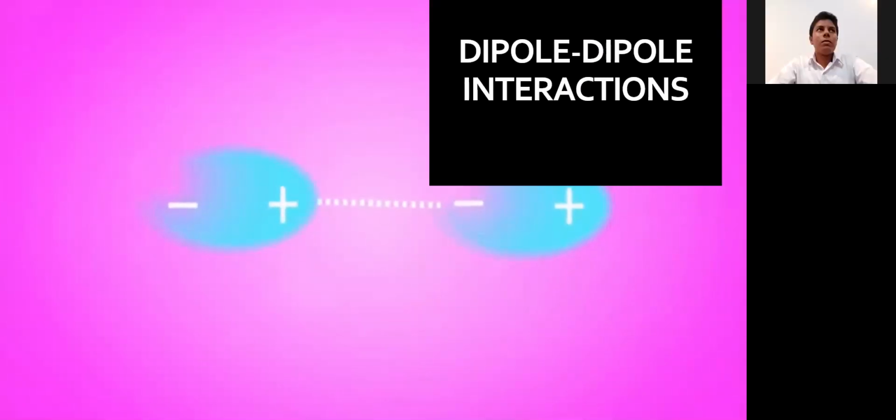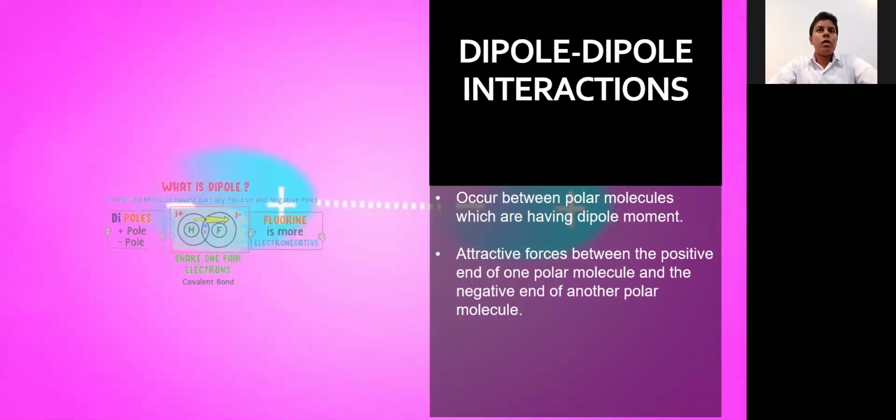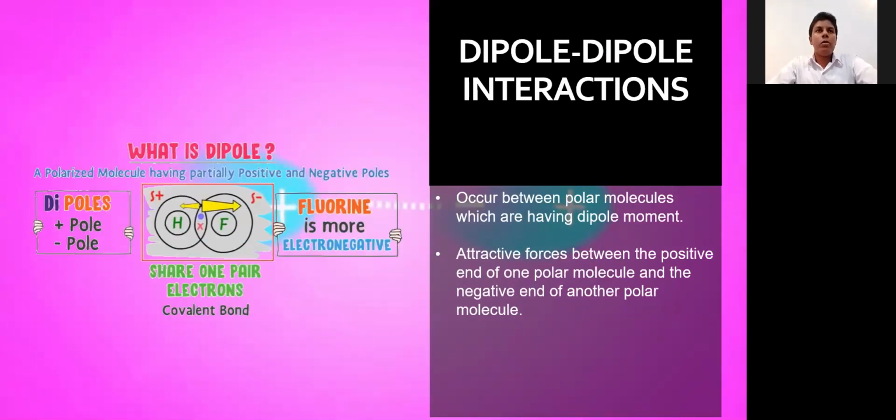Now I am going to talk about interactions. First of all, let me give a small introduction to what a dipole is. A polarized molecule having partially negative and partially positive poles is called a dipole. For example, we can consider a single molecule of hydrogen fluoride. Now I will explain what dipole-dipole interactions are.